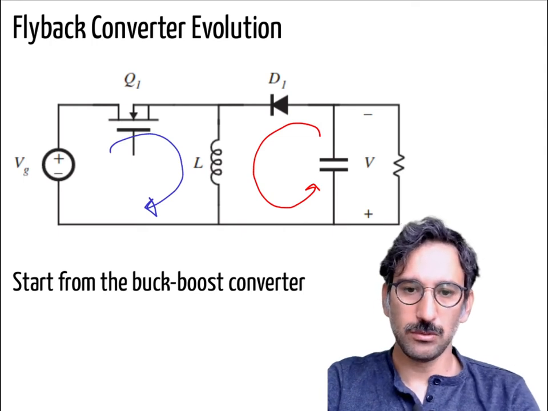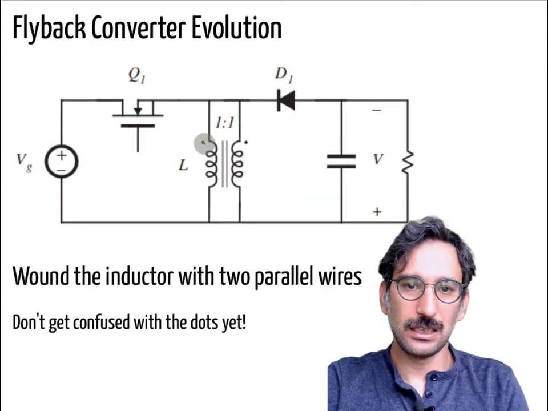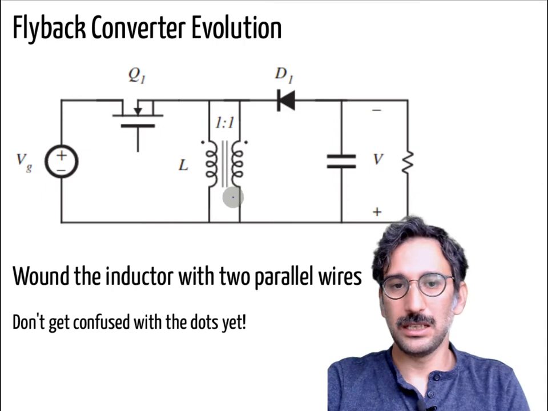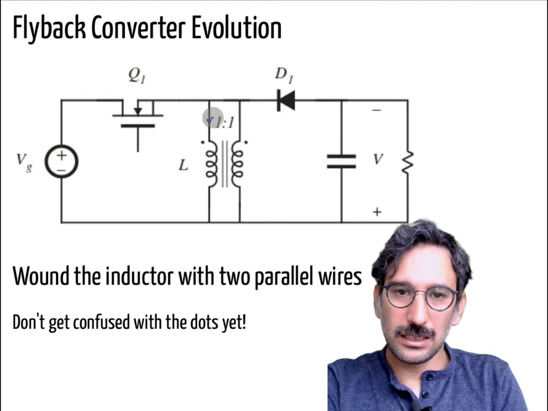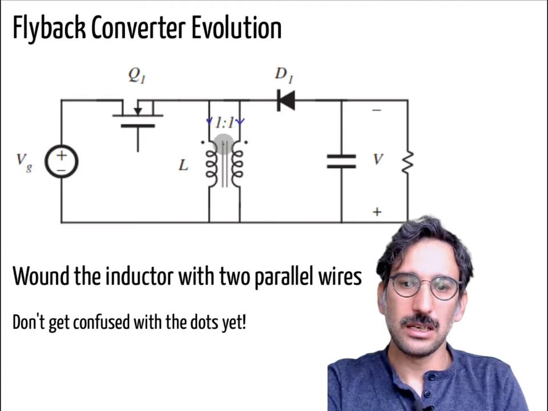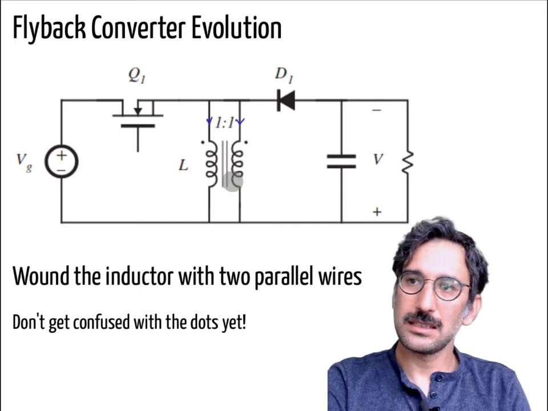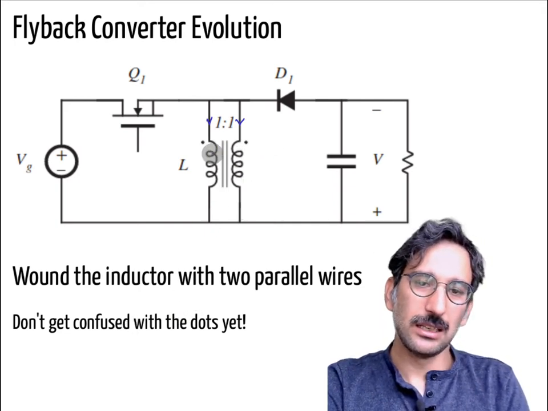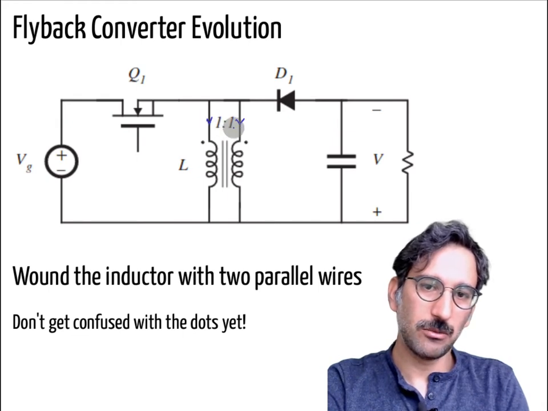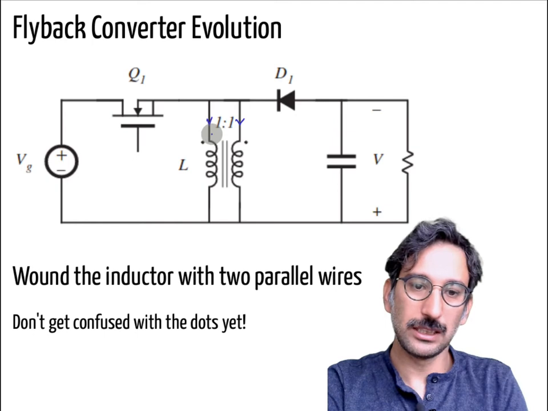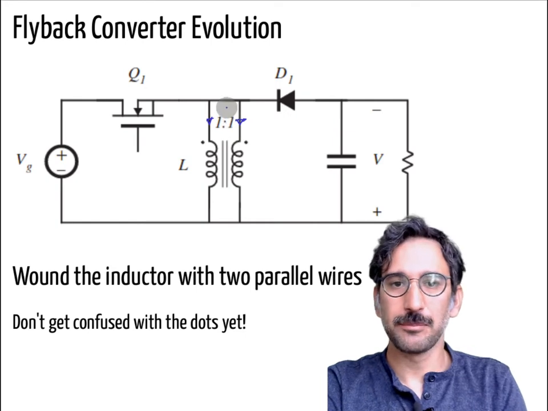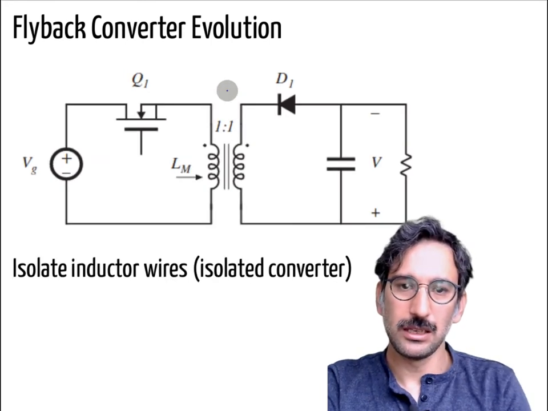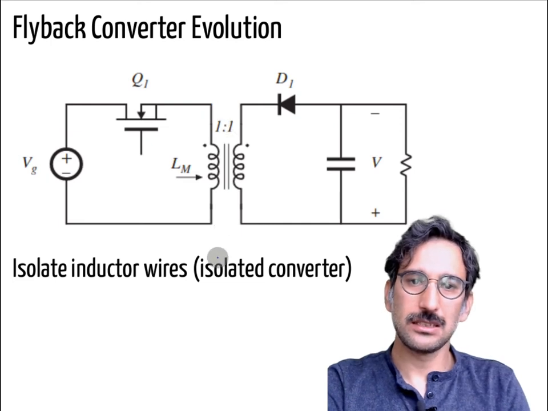So what I can do is technically divide the same inductor into 2 parallel paths, and they can be on the same core or not. What if they have the same turns ratio? Don't get confused with the dots yet, but you can think of the same current, a one-to-one mutual inductor or one-to-one transformer. So the same current flows from here and here. Okay, so then what happens if I just cut the connection in between?